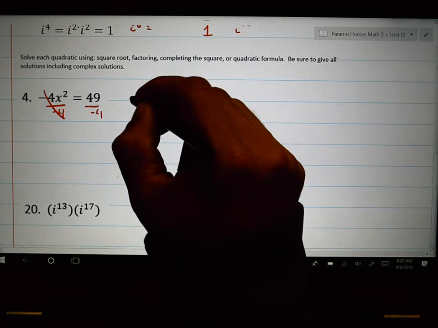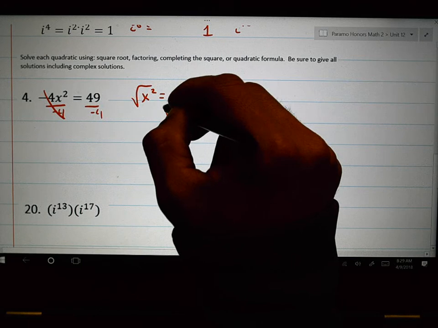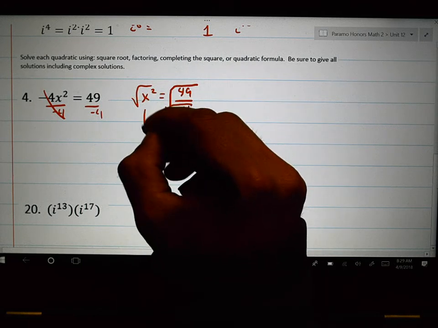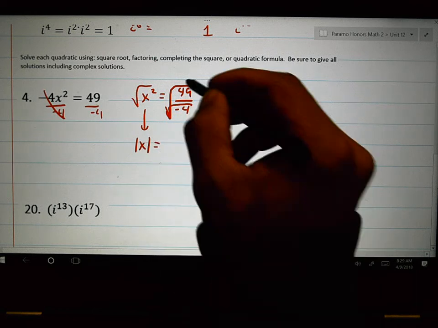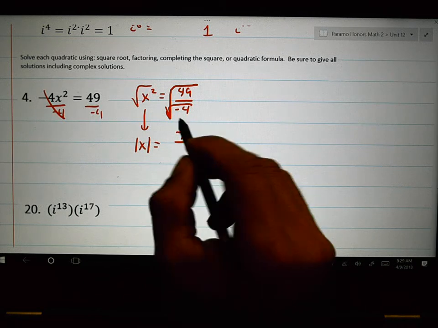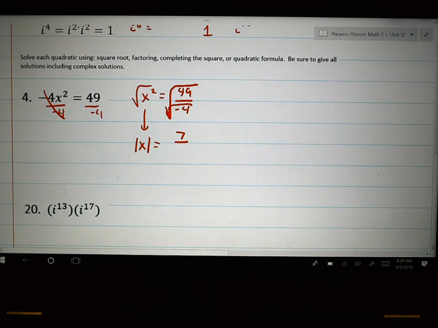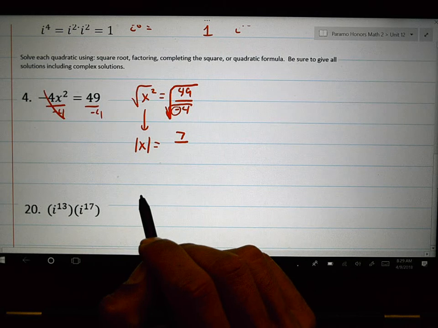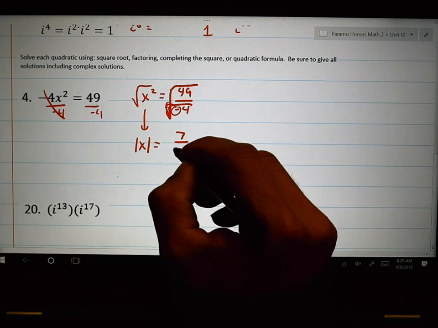And then what I'm going to do is square root these. I'm square rooting both of them. This is the same thing as the absolute value of x. Remember why I do that. I know the square root of 49 is 7. And the square root of -4, that square root goes to the top and to the bottom. I can't do that because it has an imaginary solution. So I need to pull out the i right there.